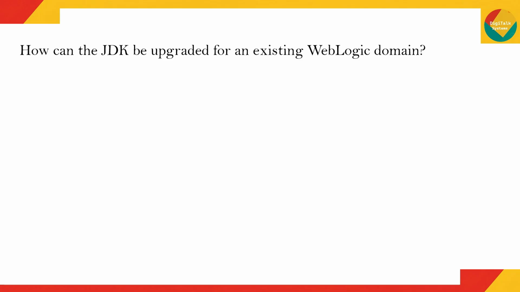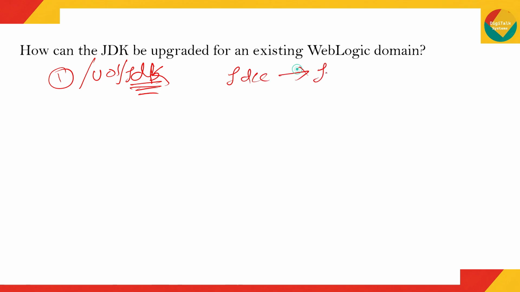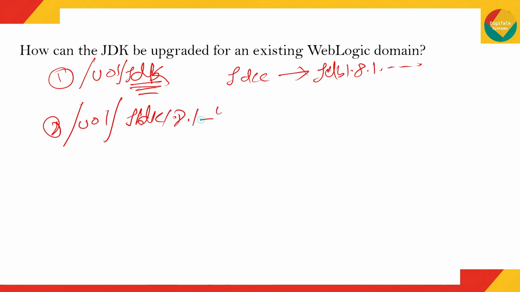How can the JDK be upgraded for an existing WebLogic environment? This is the same thing I was talking about. Now we have two approaches. Suppose we have installed under u01 and the name JDK, where this JDK is a symbolic link pointing to your JDK 8, or whatever version you have. Second, you have a configuration file directly pointing to this particular folder, like 1.8.0_411, something like that.